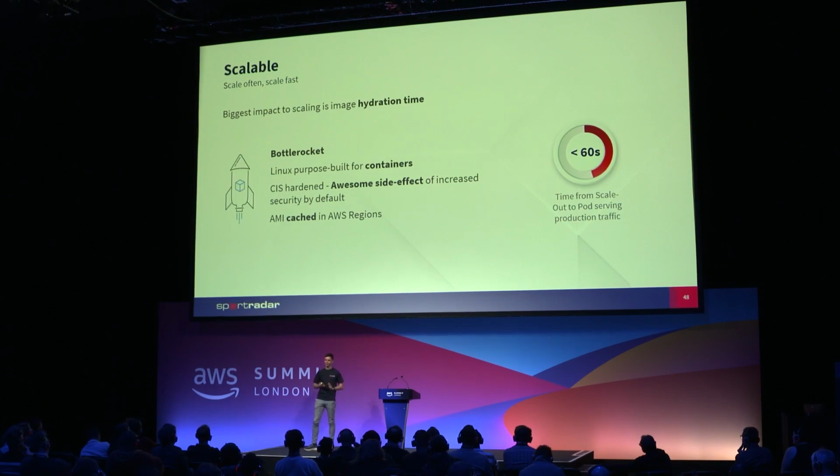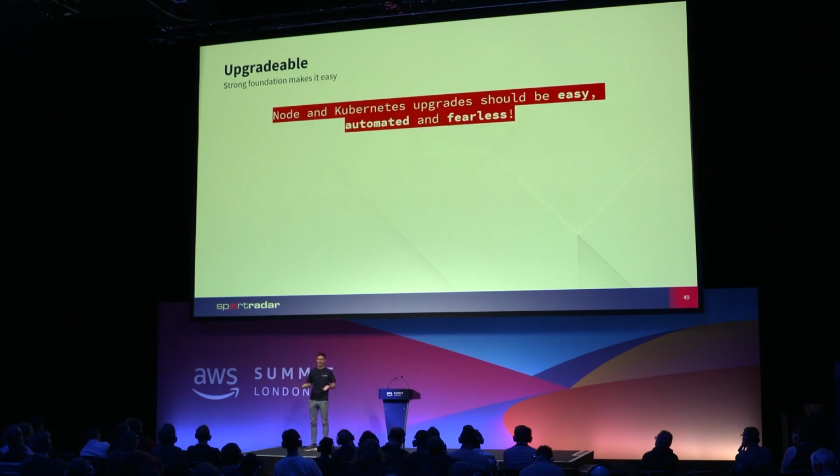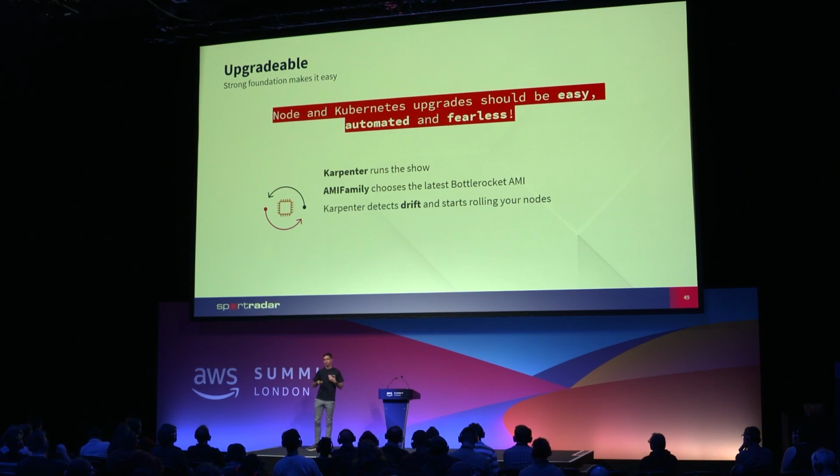But I wanted to touch on another topic that's something we engineers usually dread, right? And those are upgrades. We strongly believe that all upgrades should be easy, fast, automated, and you should be fearless when executing them. So if we take all that I've talked about today, Karpenter really shines here. With upgrades, be it node upgrades or Kubernetes upgrades, Karpenter will run the whole show.